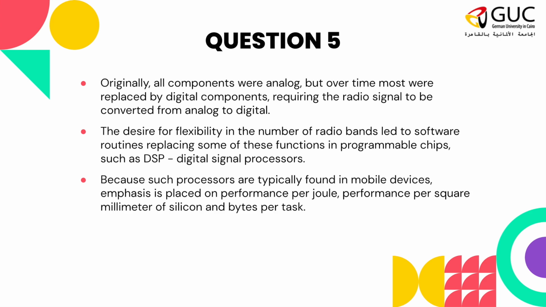Because such processors are typically found in mobile devices, emphasis is placed on performance per joule, performance per square millimeter of silicon, and bytes per task. So actually, we are starting to use programmable chips containing digital signal processors to process the digital signal instead of the analog signal, because we are moving towards digitalizing most of our components. And since we are using processors that are found in mobile phones, and take care, mobile phones are small devices, they are not large devices. Therefore, there are some constraints like the performance per joule, performance per square millimeter of silicon, and bytes per task.